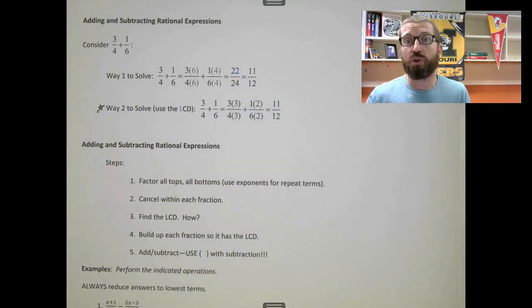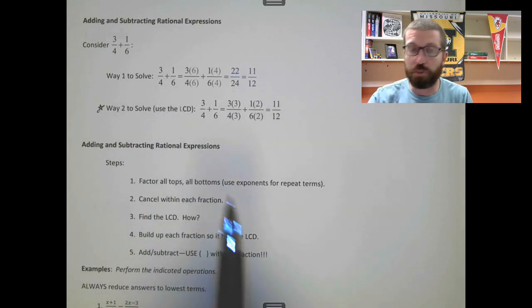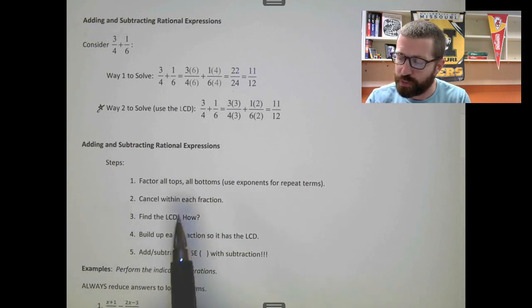But when we get into these bigger expressions, it becomes kind of a big deal because adding another binomial can be a lot more work. So we're going to use this method to add and subtract rational expressions. So here are the steps.